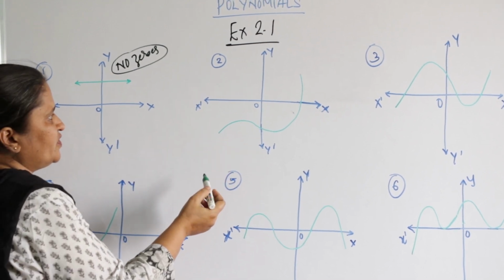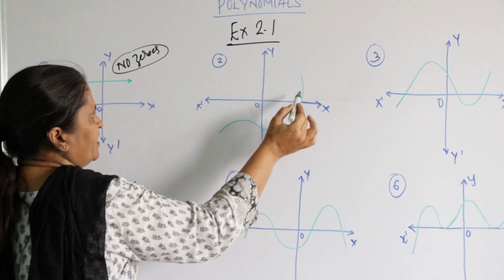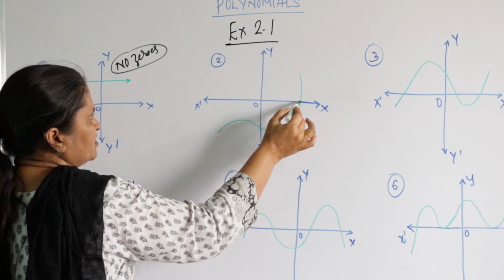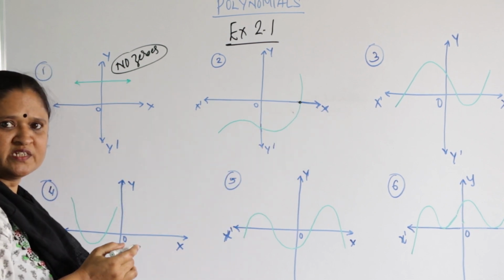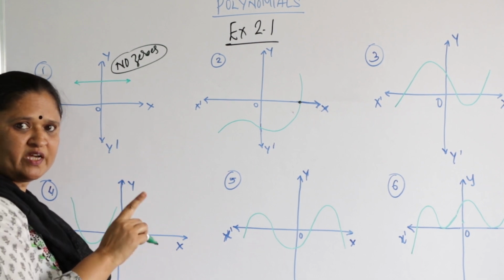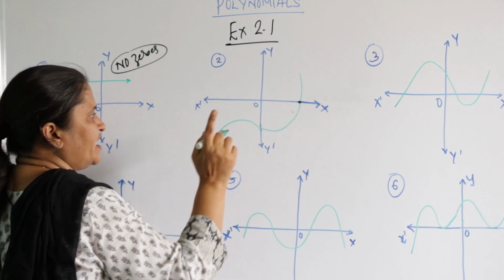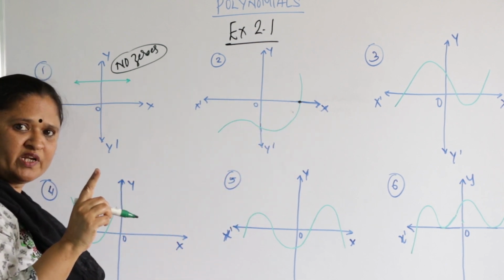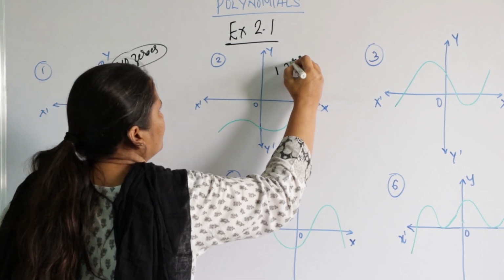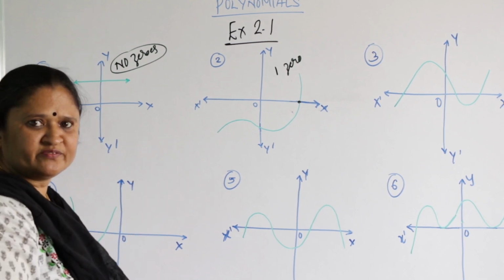In this, if you see, this curved line intersects the x-axis at this point, right? How many points? It intersects at 1 point. So how many zeros does it have? 1 zero. Because it intersects the x-axis at 1 point, it will have only 1 zero. Now let's move on to the third graph.